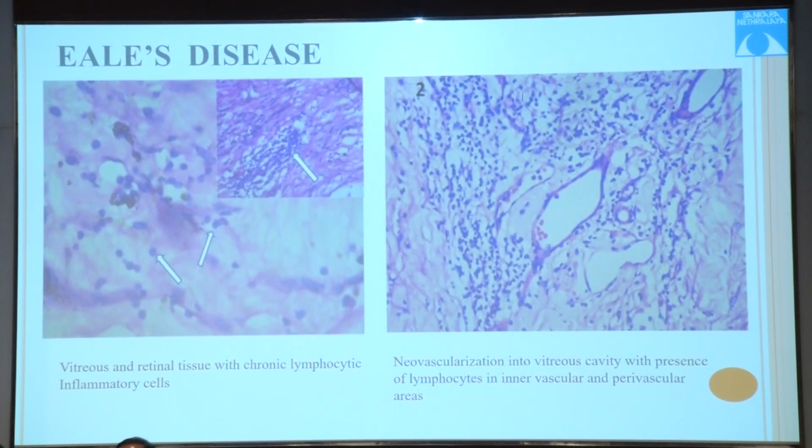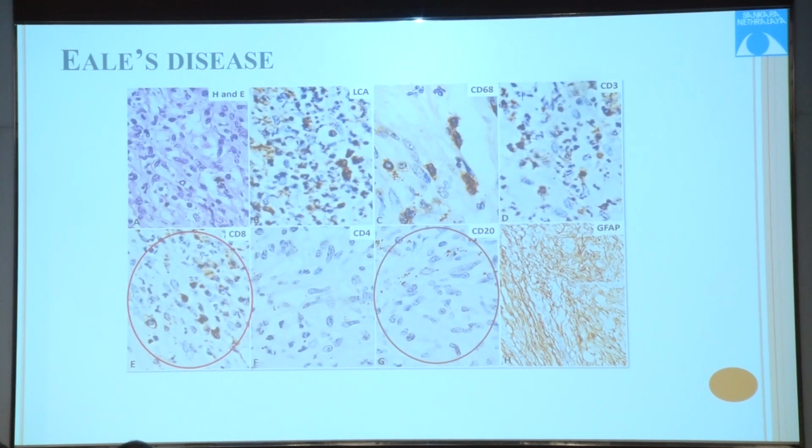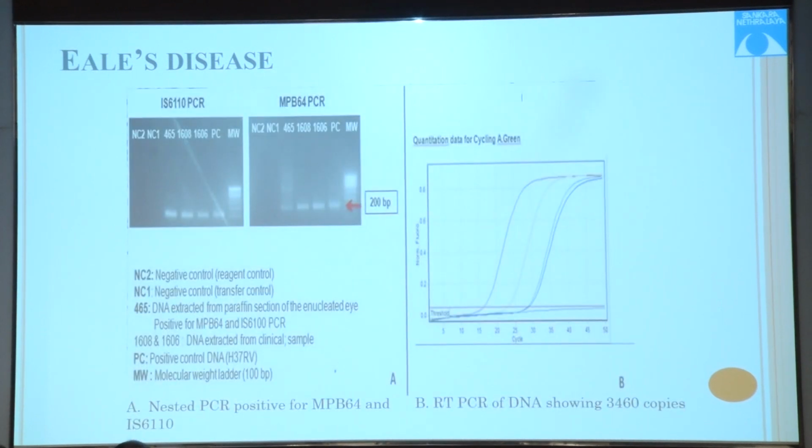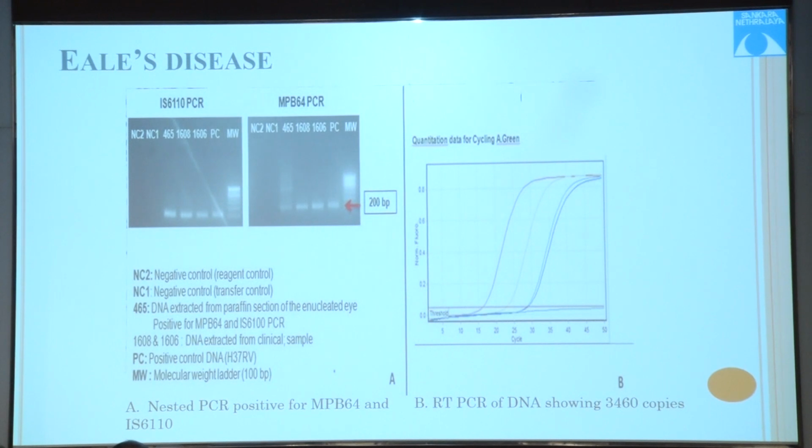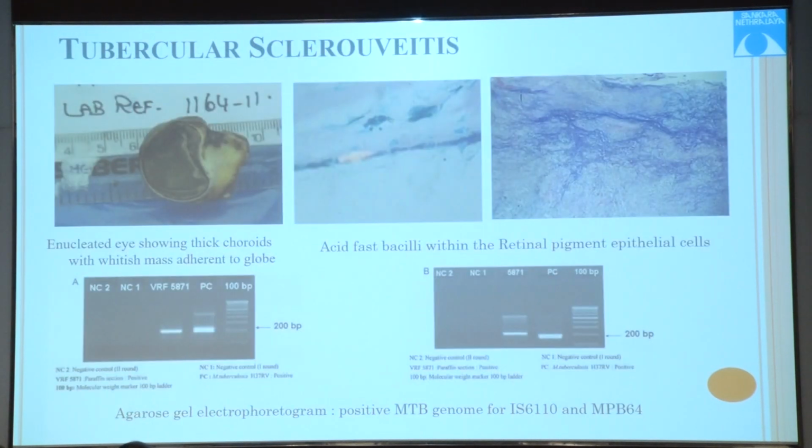In one of the cases of Eales disease, neovascularization was seen into the vitreous cavity with lymphocytes in the inner vascular and perivascular areas. Generally, granulomatous response secondary to mycobacterial TB shows type 4 hypersensitivity with CD4 T cells, but there was a characteristic CD8 cytotoxic T cell positivity in this case, possibly because of ocular immune privilege. Nested PCR was positive for MPB64 and IS6110 genome of Mycobacterium tuberculosis.